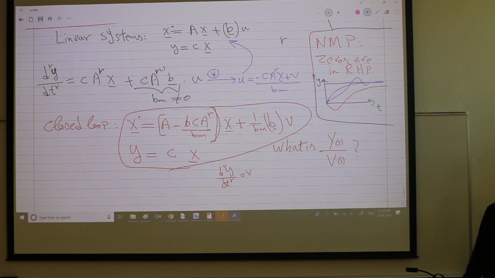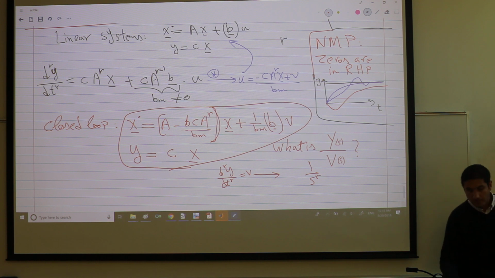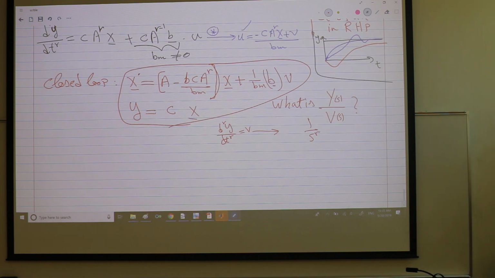So what's the transfer function? When you take the Laplace transform here, what's the transfer function? If it's y dot equals v, what's the transfer function between y and v? It's 1 over s. Yeah, right, 1 over s. And if it's y double dot, it's 1 over s squared and so on. So for the r-th derivative, this is 1 over s to the r, right? This is the closed loop transfer function.